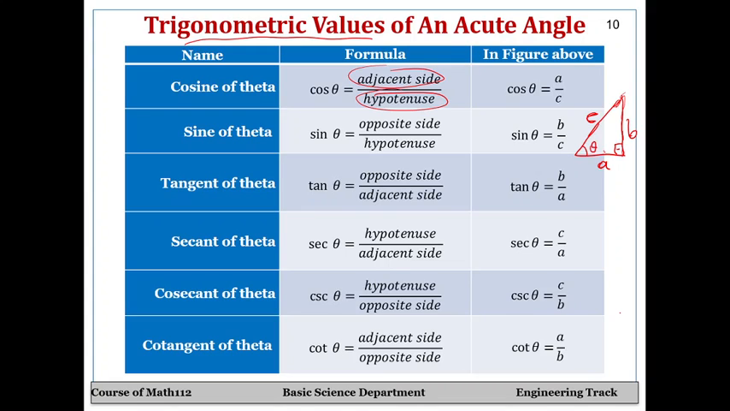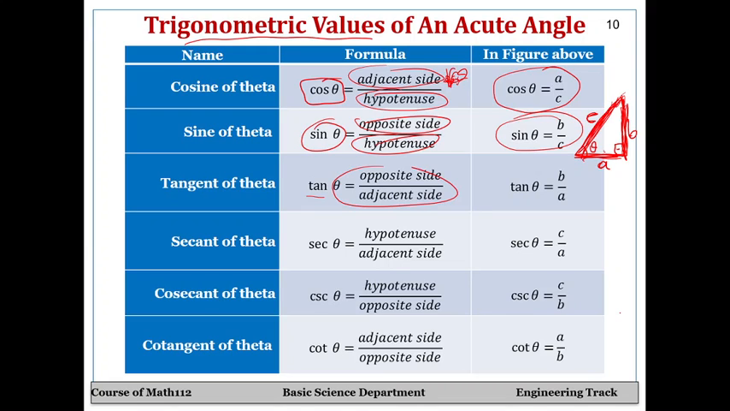Now, here the cosine theta, we define it this way: the adjacent side of theta divided by the hypotenuse. Adjacent divided by hypotenuse gives you cosine. So this divided by this one. So we write cosine theta is equal to A over C. In the same way, sine theta is the opposite side divided by the hypotenuse. The opposite side here divided by the hypotenuse. And the tangent is opposite side B divided by A.